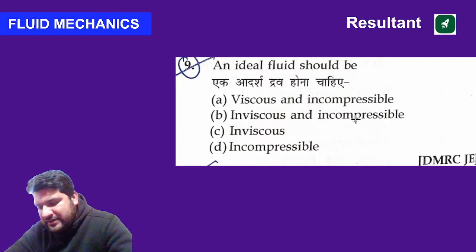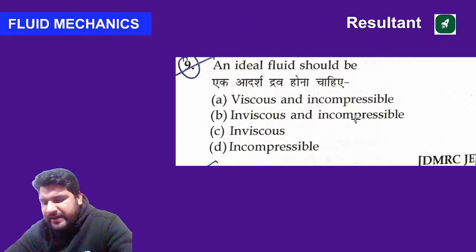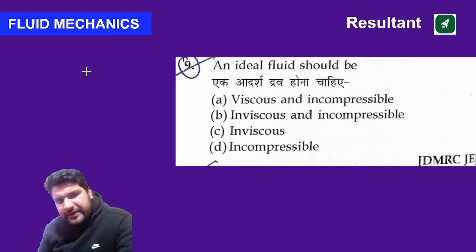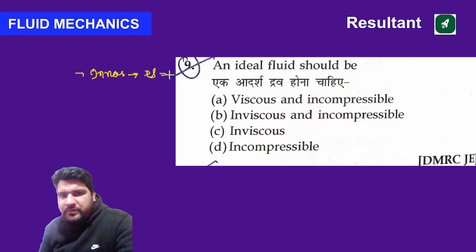Anyone else? We have an ideal fluid. What should be the ideal fluid? Ideal fluid is an imaginary fluid. It does not exist in nature. So that means the fluid is inviscid. What is inviscid? That is, there is no mu. Mu is equal to 0.